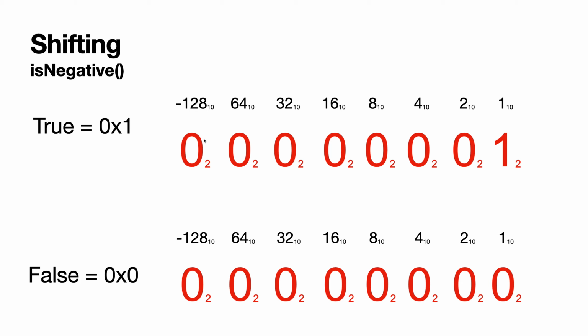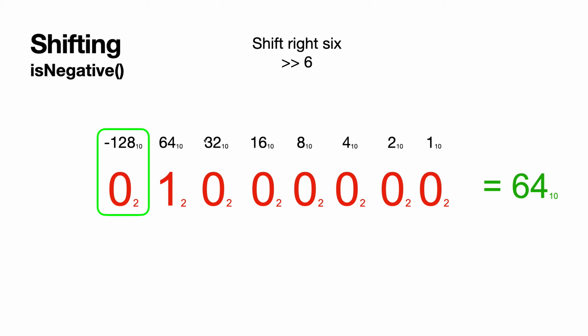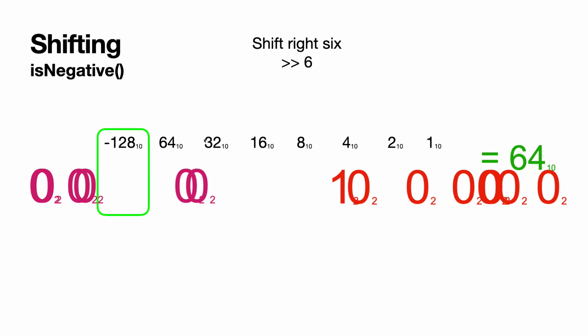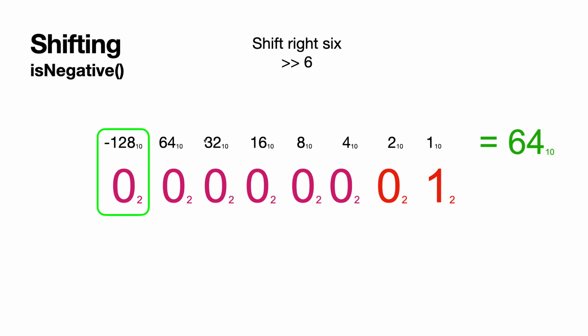Again, let's remember that to get a true, we need a 1 or some other value, and for false, we need all zeros. So how do we get that from our original value? Let's take 64 and shift it right 6. What happens when we shift 64 right 6? We end up with a 0, 1 at the end, and a completely new number. This number is actually the representation for true. So after shifting 64, we end up with true.